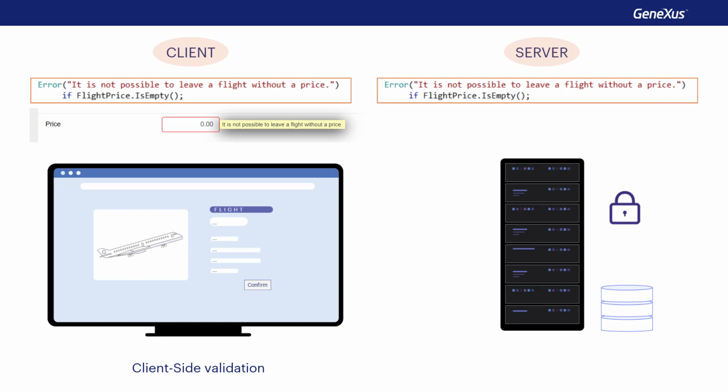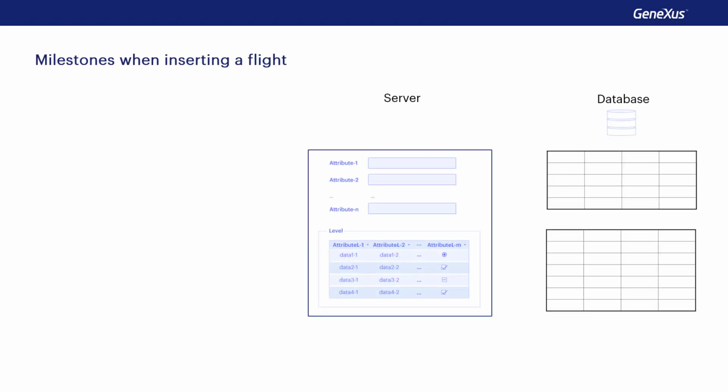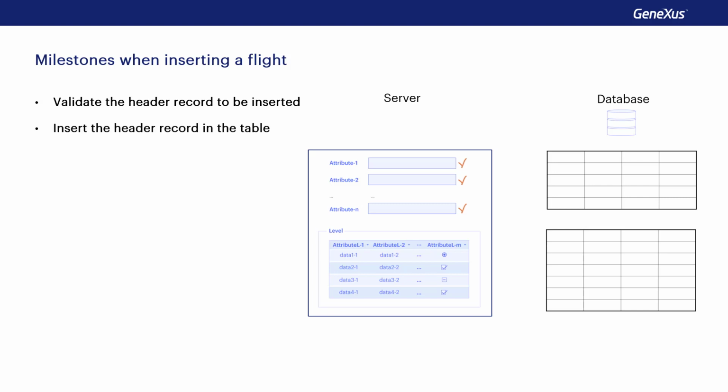Which are those milestones? Let's say, for the sake of simplicity, that we're inserting a flight. In this order, validate the header record to be inserted, to make sure that the referential integrity and duplicate controls did not fail. It happens after having gone through each field of the header, and after having triggered each associated rule at the end of it all. Insert the header record in the corresponding table.